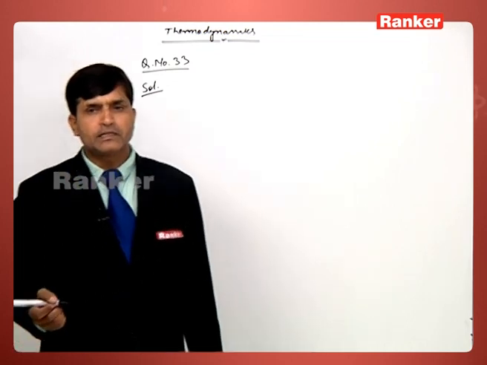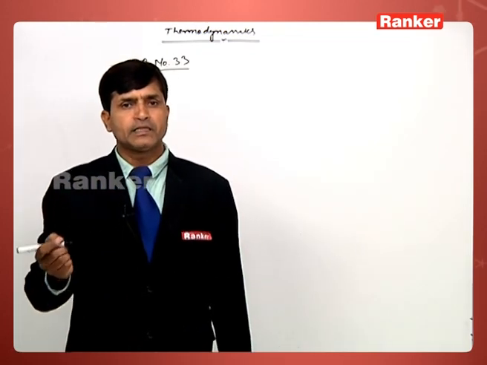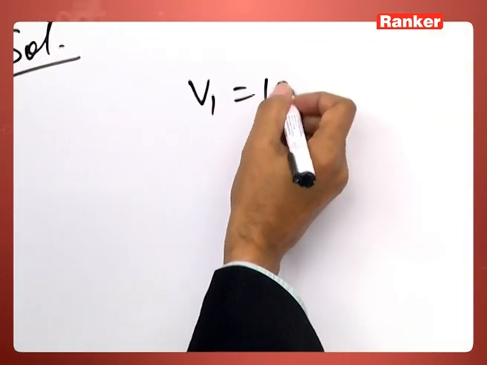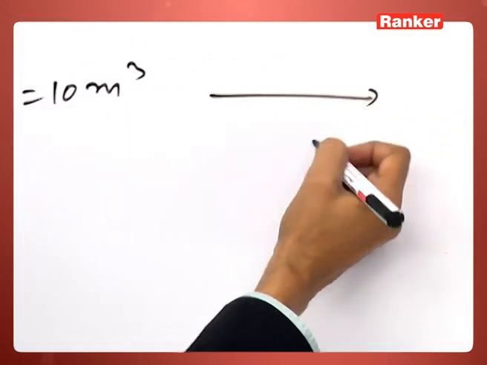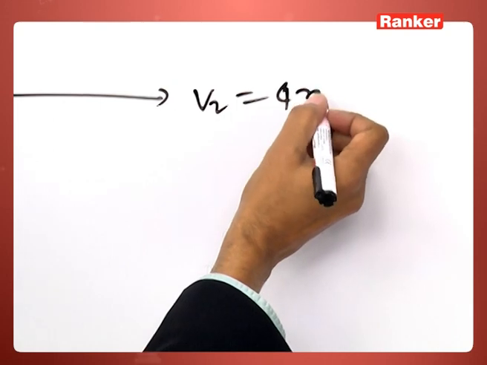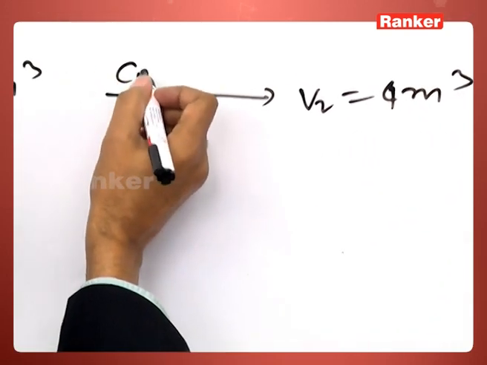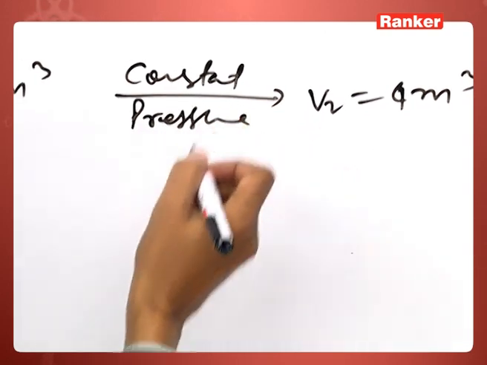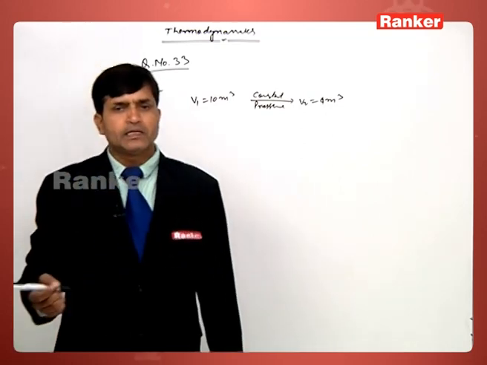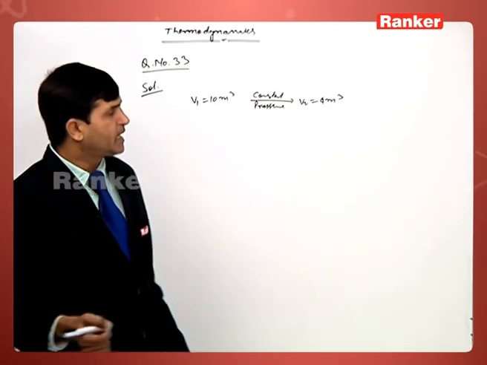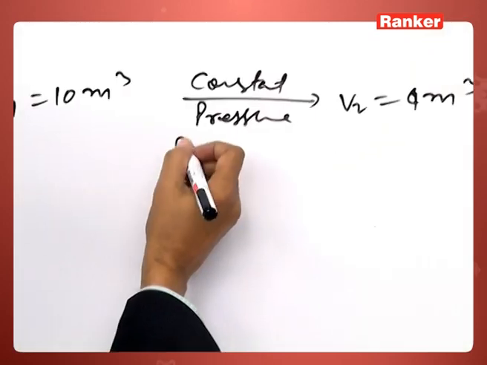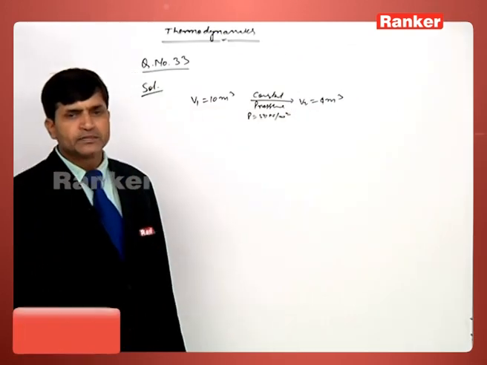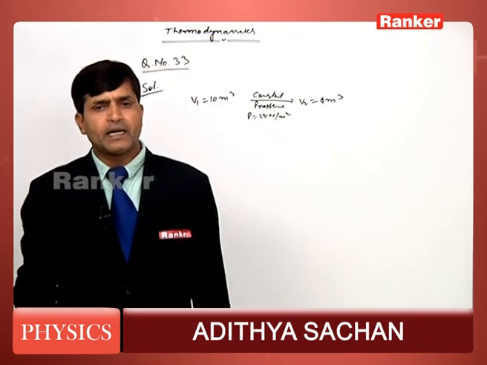As per the given question, initial volume was 10 meter cube. Now the volume becomes 4 meter cube. So V1 is 10 meter cube, it compresses to V2 volume 4 meter cube at constant pressure, as it is given. Then it is heated by giving 100 joules energy, and pressure is also given here, 50 Newton per meter square.